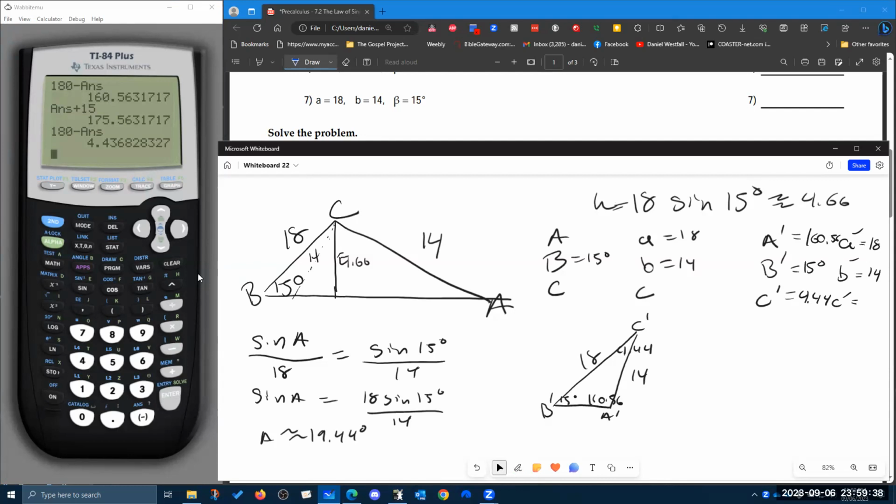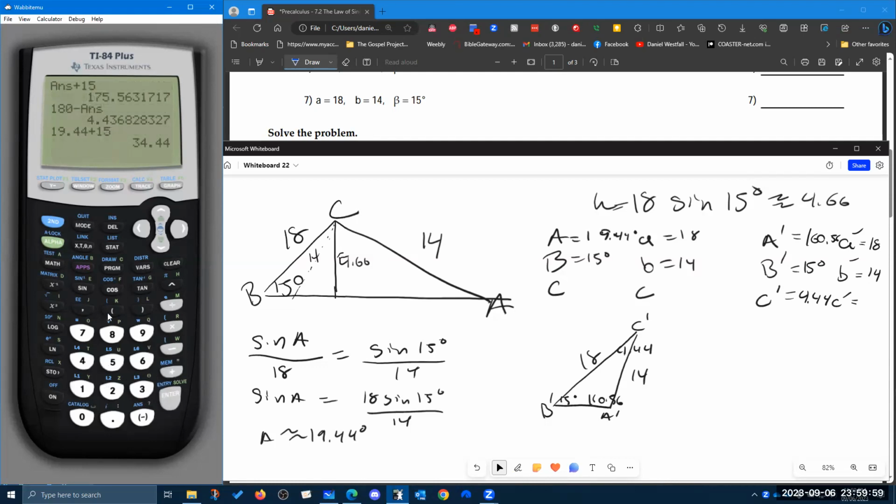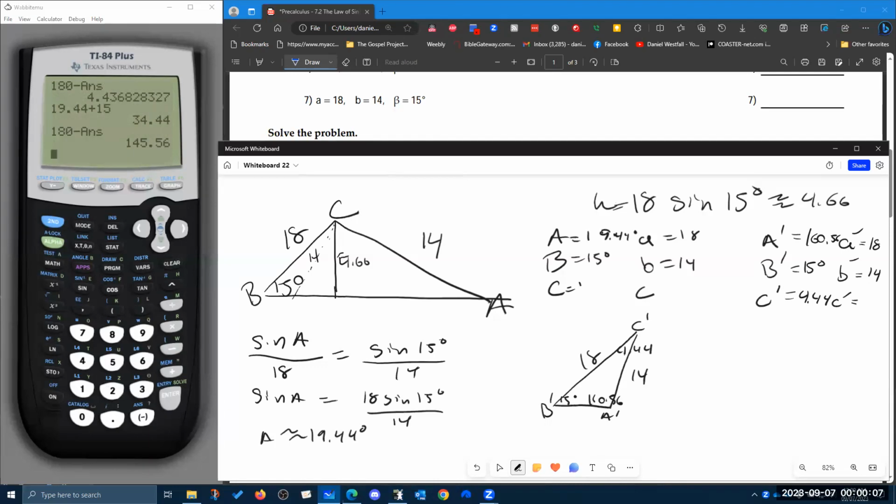I forgot to write down what this was here, but I've got it right there, 19.44. Let's take 19.44 plus 15 and say 180 minus that answer is 145.56 degrees. All right, now that I have all of that information, we're going to have to find C, and we're going to have to find C prime.